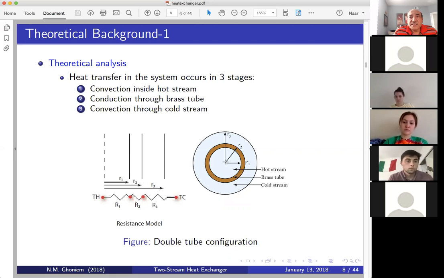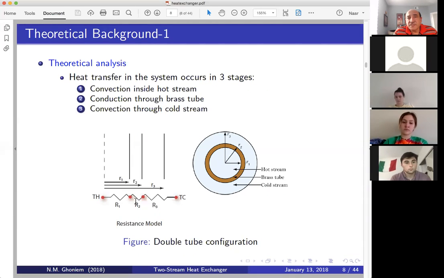If you have a point inside here and the heat is being transported from the inside to the cold water, it has to go through a boundary layer on the inside, then through the brass, and then through another boundary layer on the outside. So it has to go through three different pathways to make it from hot to cold. Each time, we think about it as a resistance model, as if we're conducting electricity in a series of resistances, as you probably studied in heat transfer.